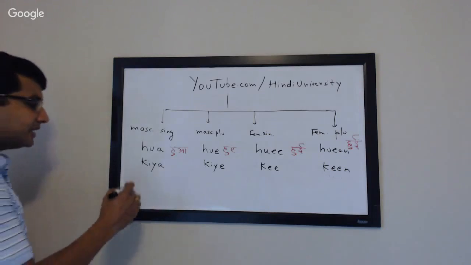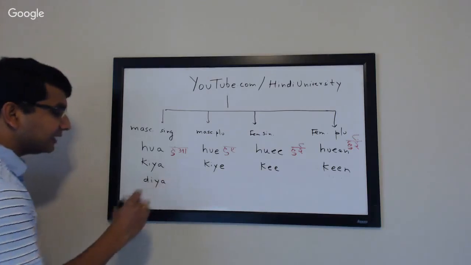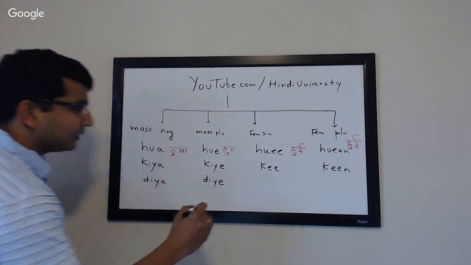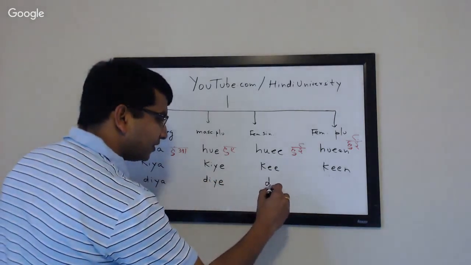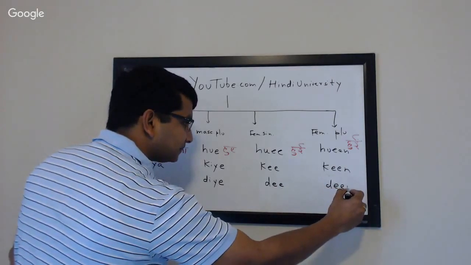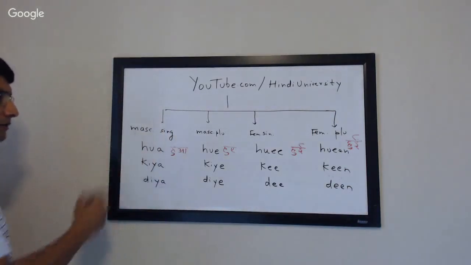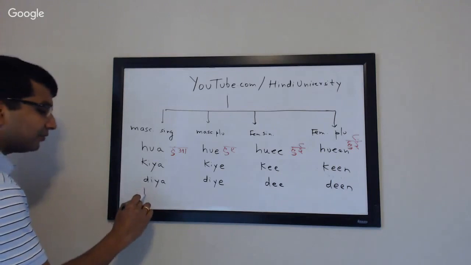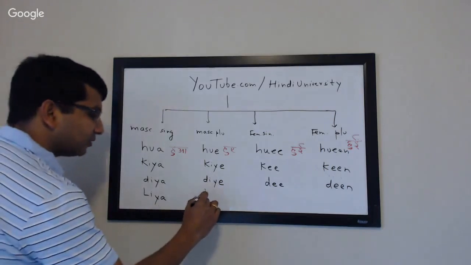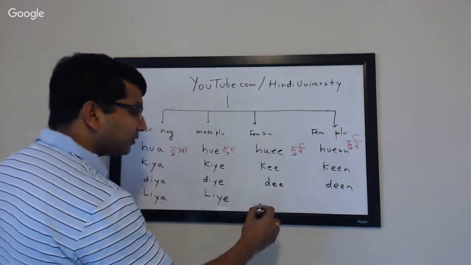And in the last class, we did dena. For dena, masculine singular is dia, plural is die, feminine singular is di, and plural is di. So now you can see how it will work for lena. For lena, masculine singular is lia. For masculine plural, it's lie. For feminine singular, it's li.